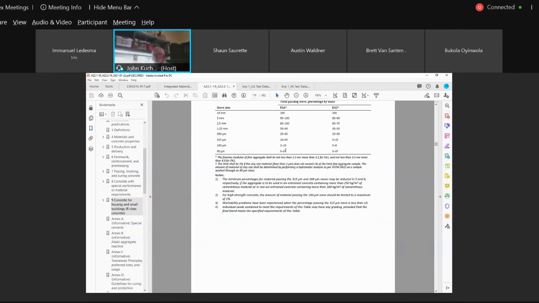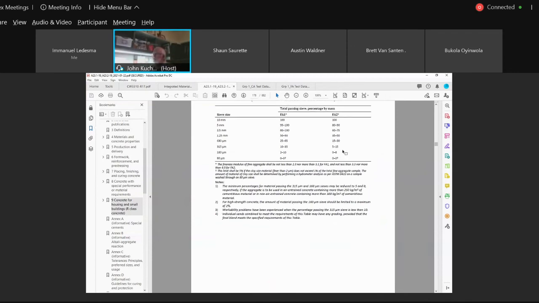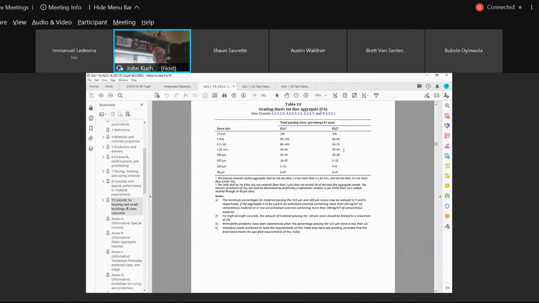So you can increase this to 5%, provided that if you did a hydrometer analysis, you prove that of that reading you had less than 1% clay, then you're okay. Okay? So footnotes are always an important part of a table. So this is table 10, grading limits for fine aggregate.